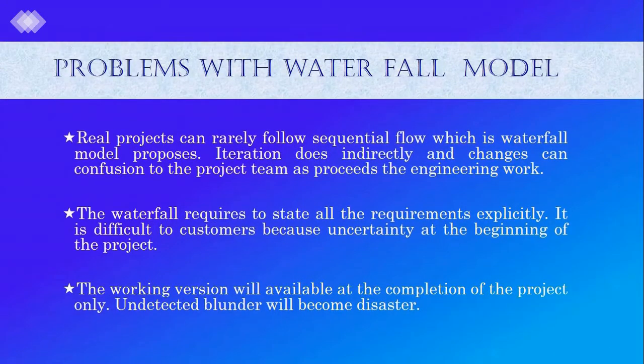Now it is time to see the problems with the waterfall model. Real projects can rarely follow the sequential flow which the waterfall model proposes. Iteration is handled indirectly, and changes can cause confusion to the project team as they proceed with the engineering work. The waterfall requires stating all the requirements explicitly. This is difficult for customers because of uncertainty at the beginning of the project. The working version will be available only at the completion of the project. Undetected blunders will become a disaster at the end.